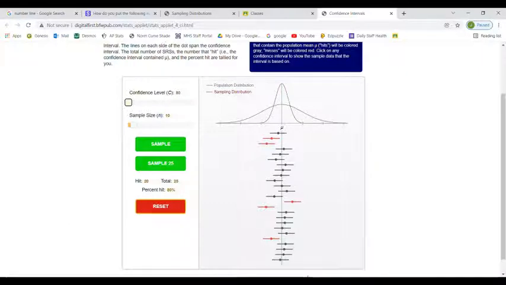Okay, so we're back to this app, and we're going to use this app to play around with and investigate the things that affect the width of the confidence interval. If you look at what I've got on the screen right now, I have a confidence level of about 80%. I have 25 samples displayed on the screen, and you can see the percent hit, or the capture rate, of the samples is about 80%.